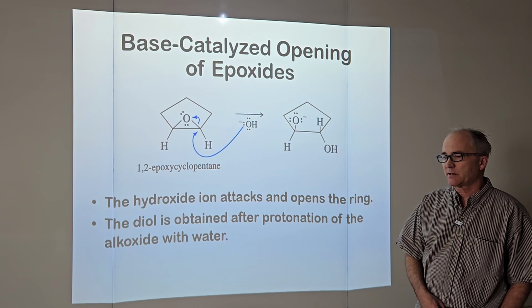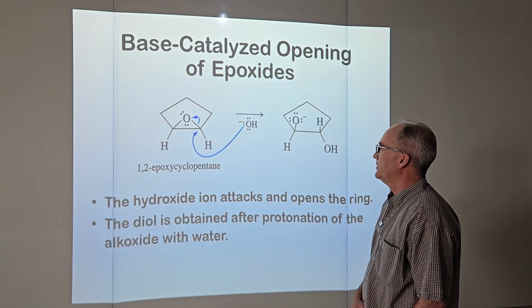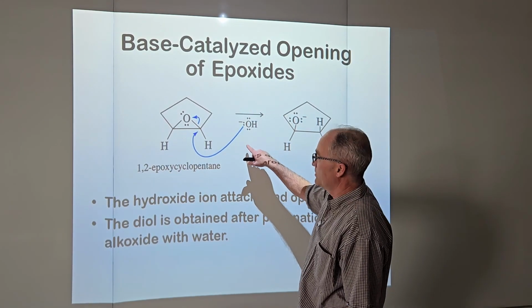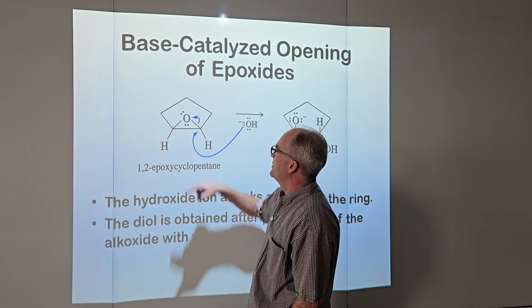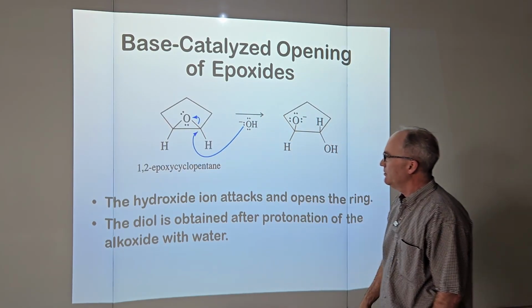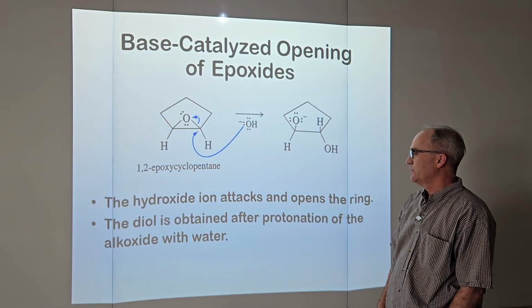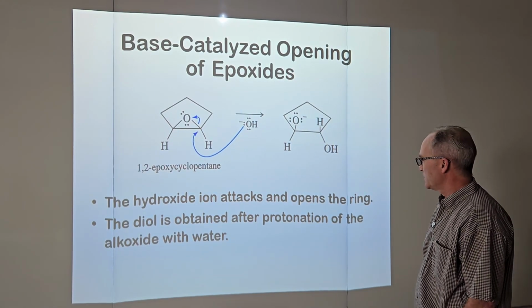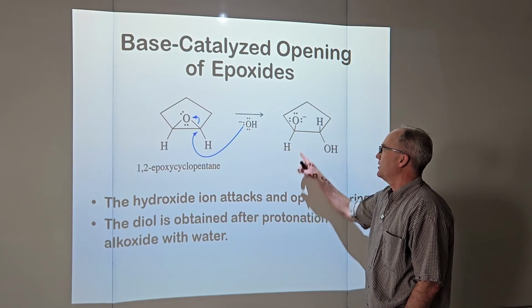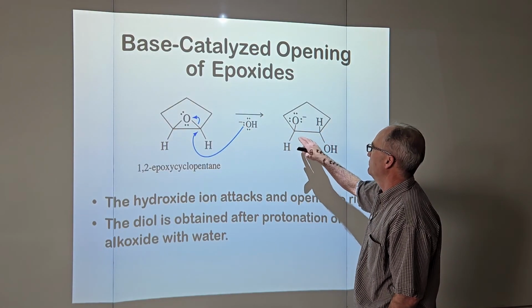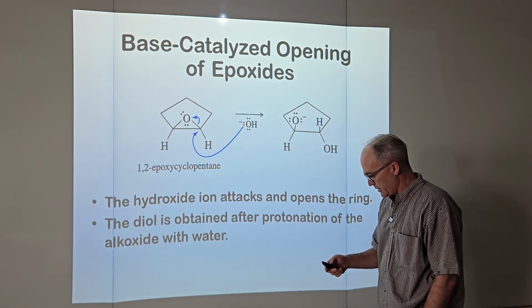Let's look at base catalyzed opening of an epoxide. So it looks real simple, looks SN2-ish in that it's concerted. I see both things occurring at the same time with those curved arrows. The hydroxide attacks and opens the ring. The diol is obtained after protonation of the alkoxide with water. Add some water and protonate that.